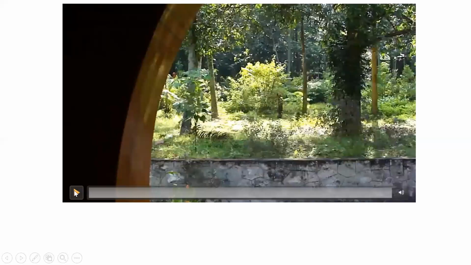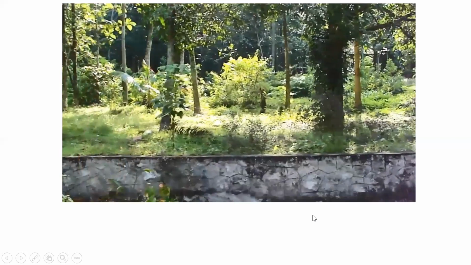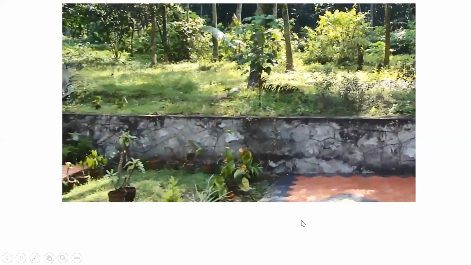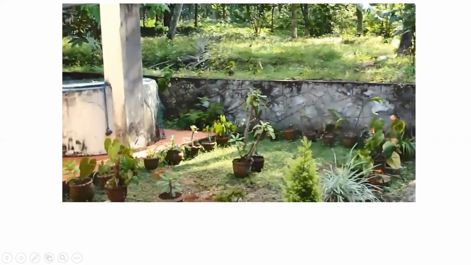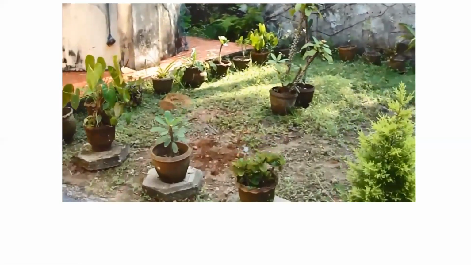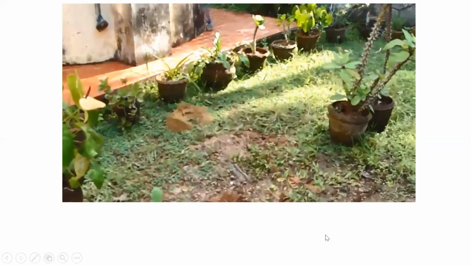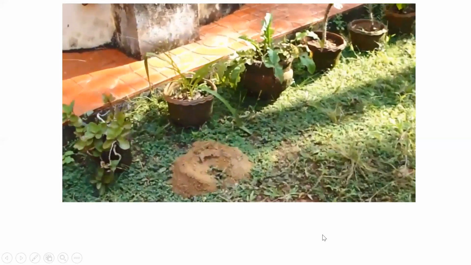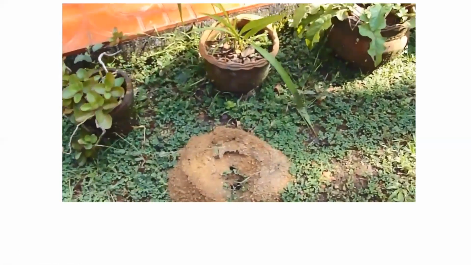Here, I am showing you something that is not made by me. I have taken this from an internet resource, but it is really interesting to see how ants build their nest. Just watch for one or two minutes.